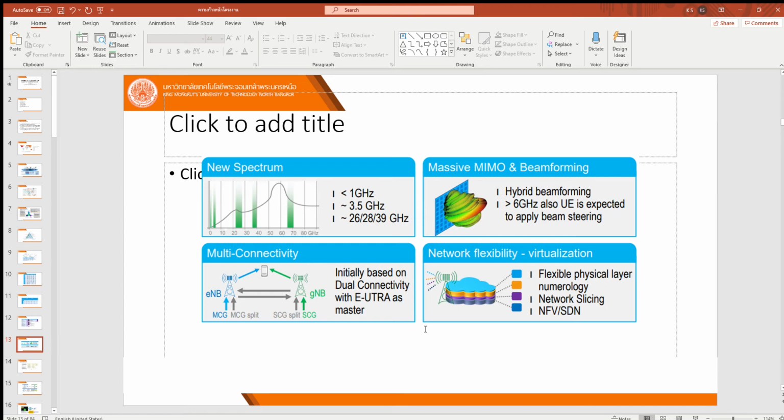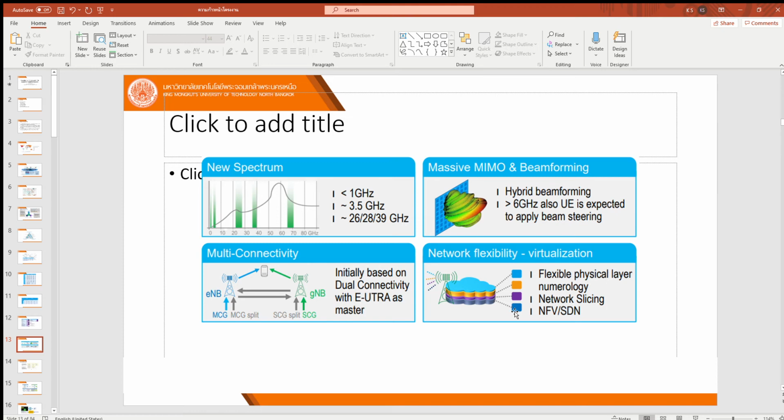Normally for 4G LTE, you use only one, what we call one pipe of transmission. You cannot slice the pipe or the transmission. But using network slicing, you can have many kinds of channels, like one channel for gaming, one channel for voice, one channel for banking, and one channel for something else. In that case, you can know how much traffic you are going to use.